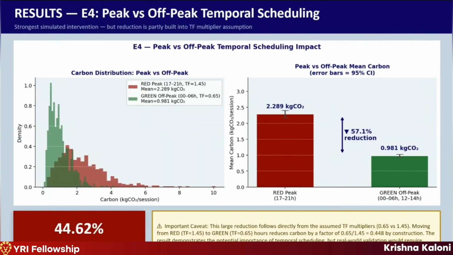Now E4, peak versus off-peak temporal scheduling. E4 produced the largest simulation intervention effect, a 44.62% carbon reduction from shifting workloads from red peak hours to green peak hours. I want to flag the important caveat here.